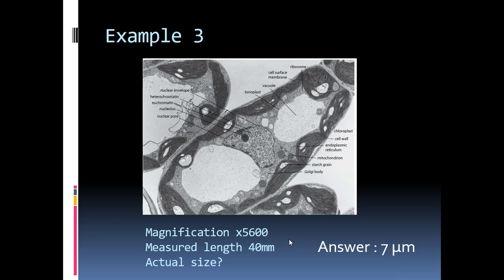So once you divide the measured length by the magnification, you will get roughly about 0.0071 millimeters. Okay, but normally the questions will ask you to provide your answer in micrometer, right? So 0.0071 millimeter is the same as 7.1 micrometer, or you can just write it down as 7 micrometers.